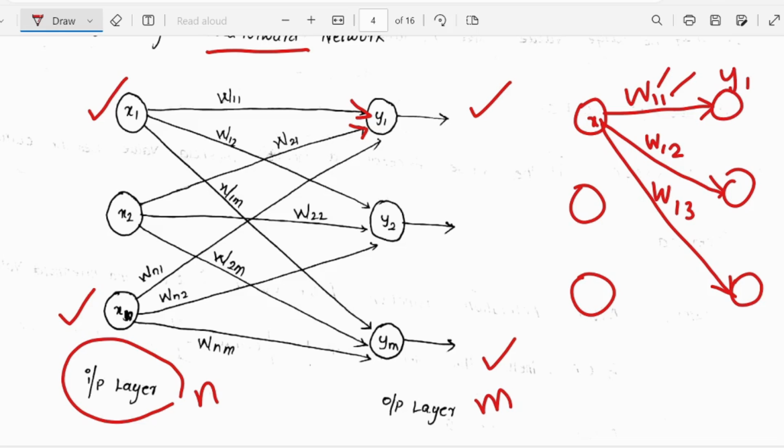So based upon the sum that is coming to this particular neuron, it will be either fired or it will not be fired. So maybe y1 will be fired, y2 will not be fired, again y3 may be fired, and so on. So it will go like that. So one output is generated per node. So there will be m number of outputs for this neural network.